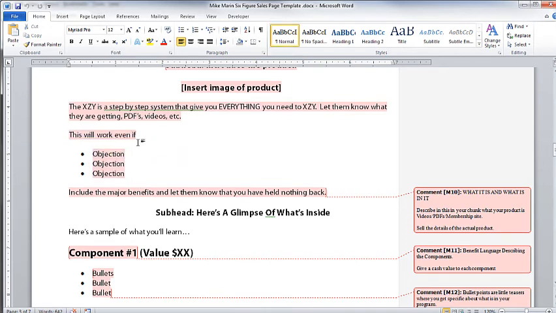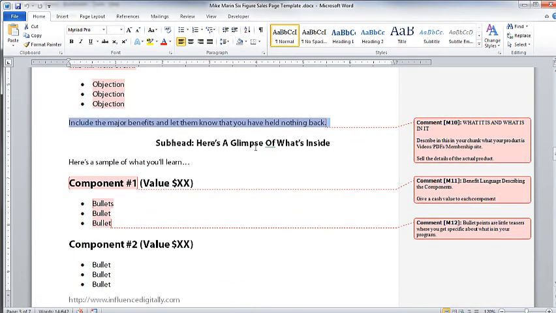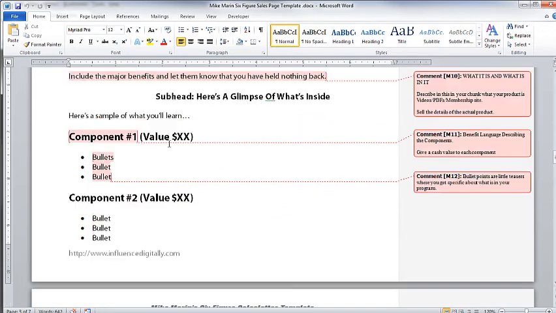And then so I like this section, this will work even if all the objections. Just pull that off of that objection sheet, and then include the major benefits again, and you've held nothing back. And then we go into, here's what's inside. Here's a clip, and then here's a small sample of what you'll learn. So I like to go right into the components.